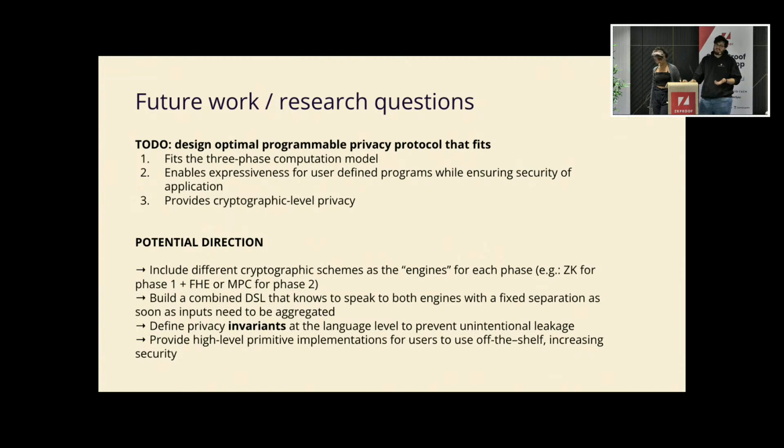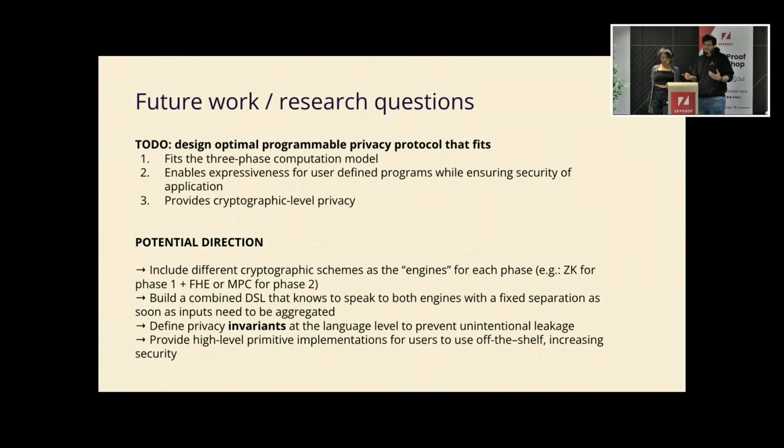And we also want the cryptographic level privacy, right? Ideally. Of course, if you have an external protocol, then you're potentially doing some compromises, but again, that depends on the applications. And really, this potential direction that we outline includes different cryptographic schemes for different computation phases. We want zero knowledge for individual computation, and we want something like MPC or FHE for the mediated computation in order to be able to aggregate.